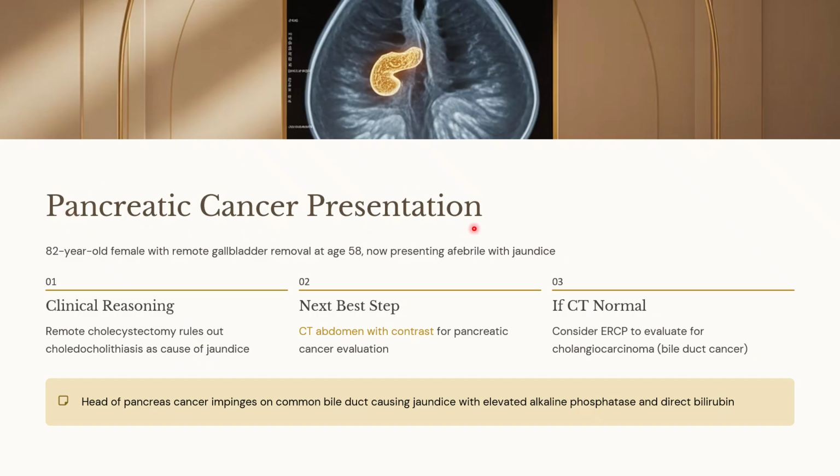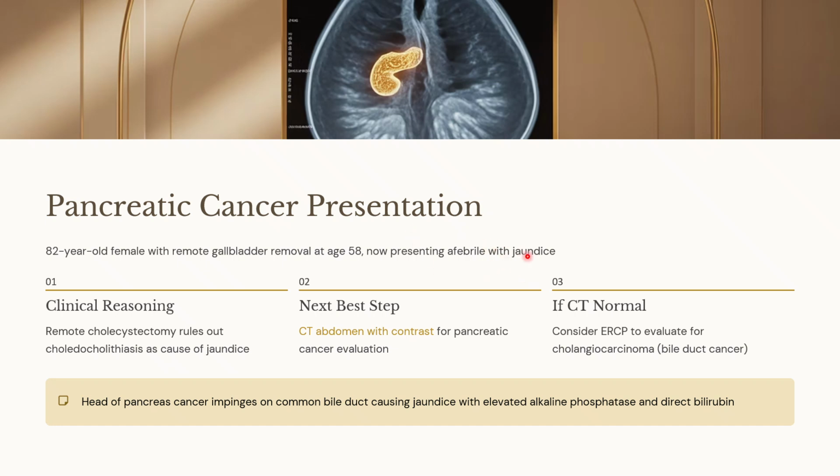How will pancreatic cancer be presenting? So the vignette will be an 82-year-old female with a remote gallbladder removal at age 58. Now she is presenting with jaundice and she is very febrile. So when they tell you that the gallbladder has been removed almost 1 or 2 decades ago, then they clearly tell that it is not because of cholelithiasis. The stone or the obstruction or the jaundice is not because of cholelithiasis. That is the first one. And the stone is not lodged in the cystic duct too, because that is also removed. Fine. Now we are left with only the bile duct structures as well as the pancreas.